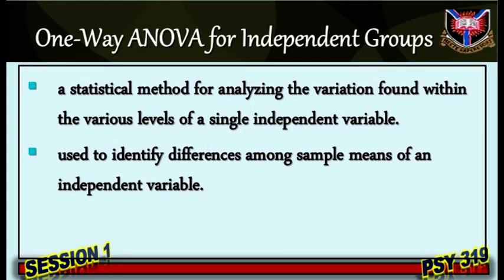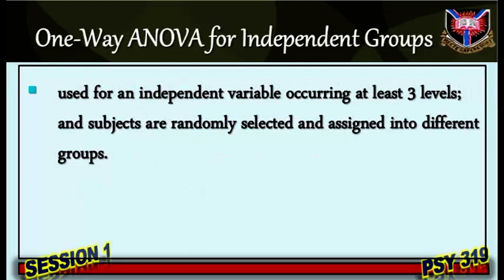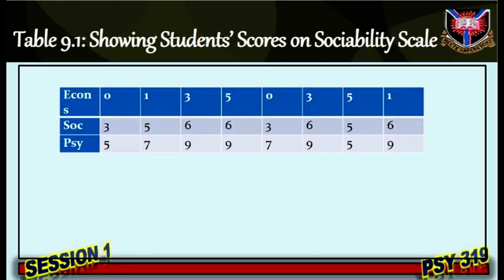One-way ANOVA for independent groups. A one-way ANOVA, or one-variable ANOVA, for independent groups is a statistical method for analyzing the variation found within the various levels of a single independent variable. In other words, it is used to identify differences among sample means of an independent variable. A one-way ANOVA is used for an independent variable occurring at at least 3 levels, and subjects are randomly selected and assigned into different groups. Example 9.1.